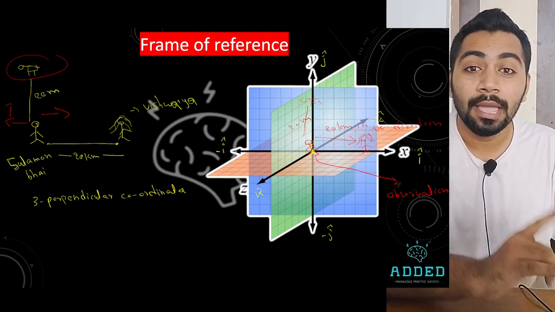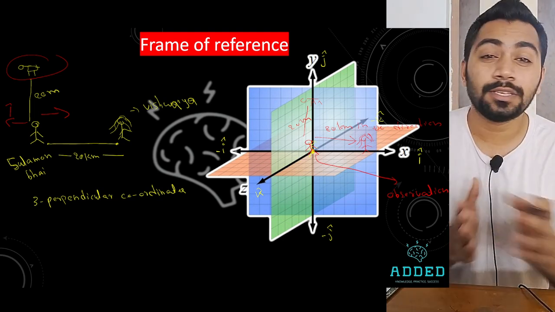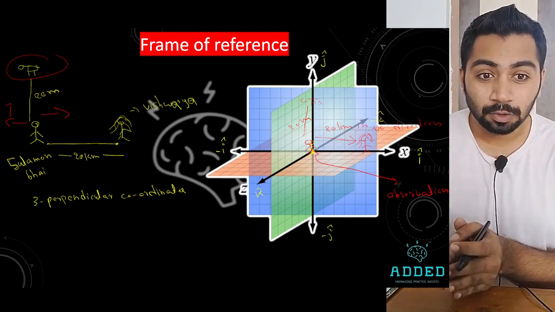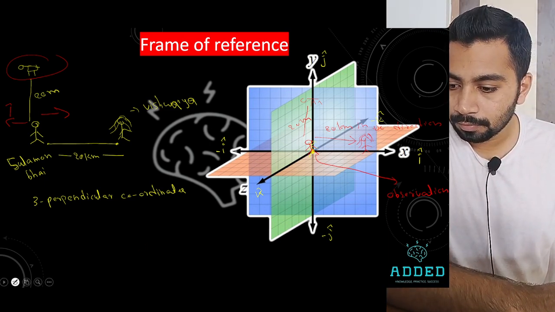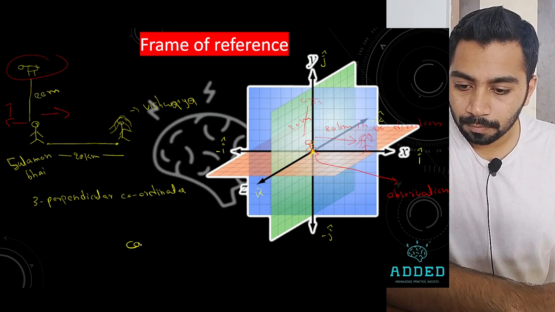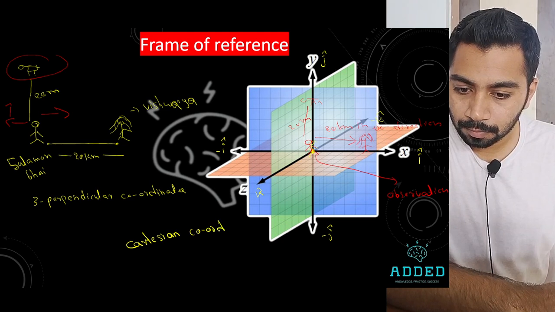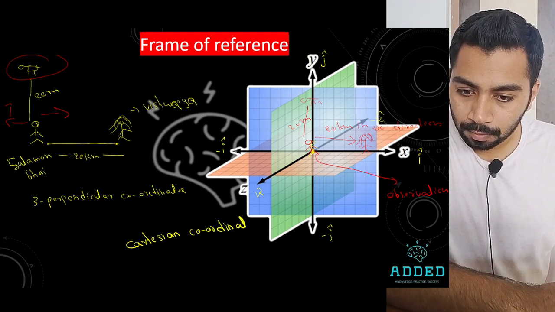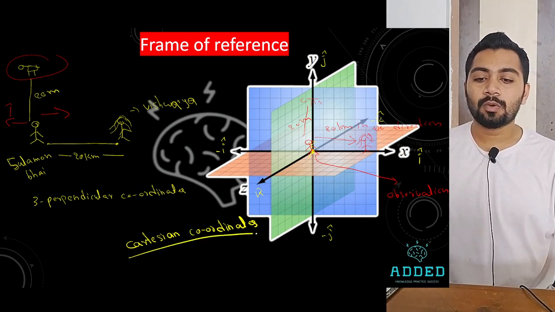That's all. Very simple: three mutually perpendicular axes, which is called Cartesian coordinates. Cartesian coordinates. Okay, write it here. I will write here. Wait. Cartesian coordinates. Cartesian coordinates.